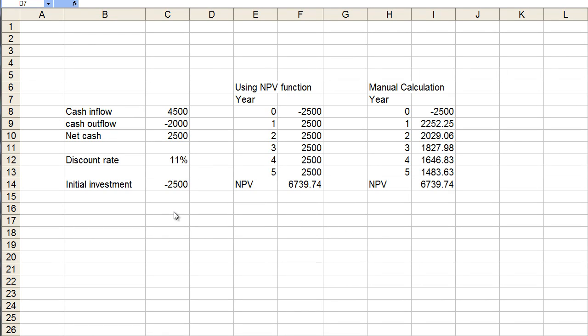In this week's problem, we have a project with a 5-year lifespan with some cash inflows, outflows, a discount rate and an initial investment. Do we decide whether or not to go ahead with this project? So here we have our 5-year span, starting with year 0 and going all the way through to 5.